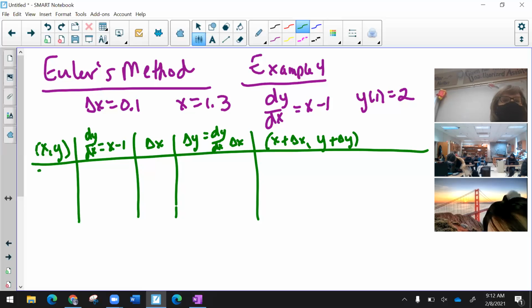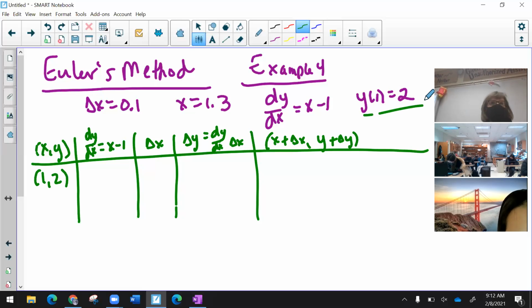So my starting point is (1, 2), because that's the point that I know about. That's the point that I know is on my chart, because I'm given that point. Now, this differential equation is not that bad. You could solve this differential equation, right? I mean, it's pretty easy. But not all are that simple. And things are a lot more complicated when you're trying to go to the root. Okay.